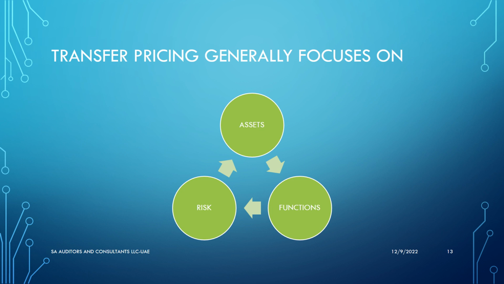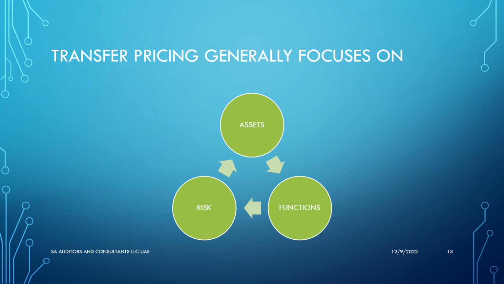Okay, now transfer pricing, arm's length price. How will we justify that our pricing is at arm's length price? We have to do that through the analysis of assets, functions, and risk. These are somewhat detailed topics. Inshallah, in the future I will make detailed videos on these topics as well.